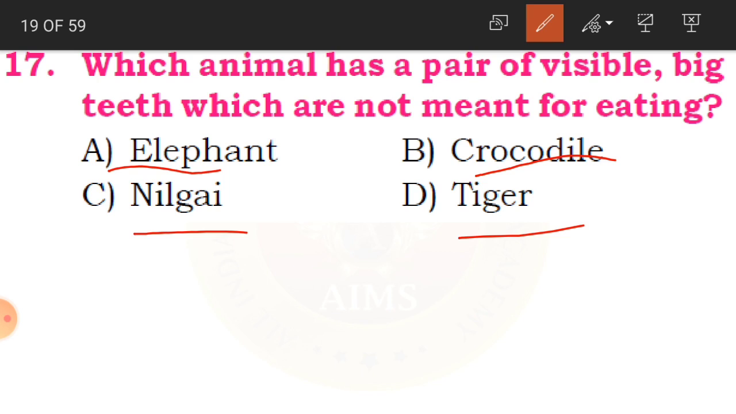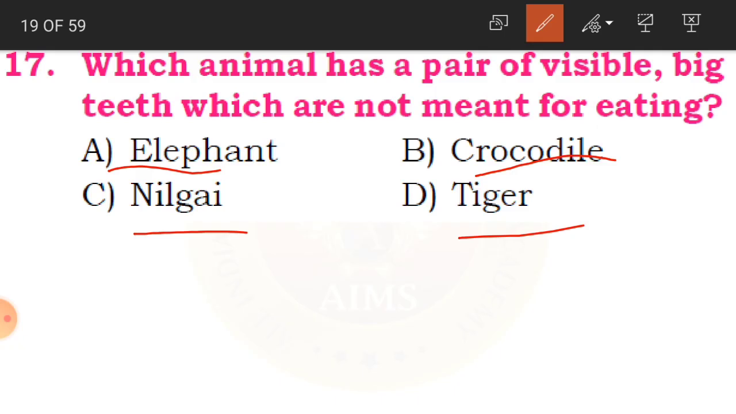What is an elephant? It has got two big trunks. Crocodile also has teeth. Nilgai is a blue bull. It's a bull actually, which is blue in color, so we can also call it a blue bull. Tiger uses its two front sharp teeth to eat the food.